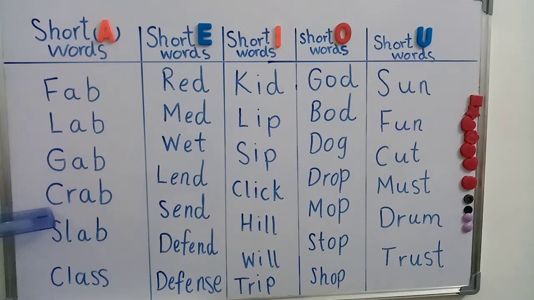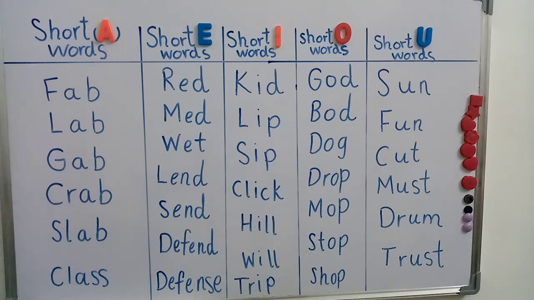Now we have here the sound k and the sound ra, so it's going to be kra. Add the a for it, so it's going to be kra. Then the word is closed by the consonant b, so it's going to be crab. Okay, this word, kids, sla, slab, cla, class. Again, fab, lab, gab, crab, slab, class.